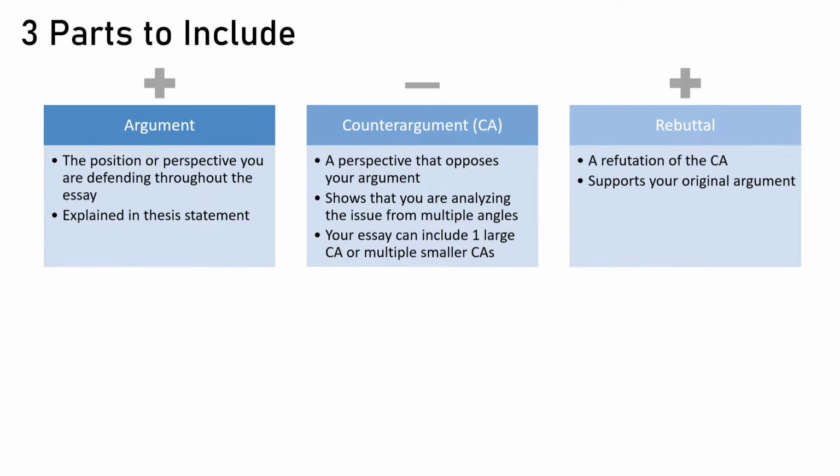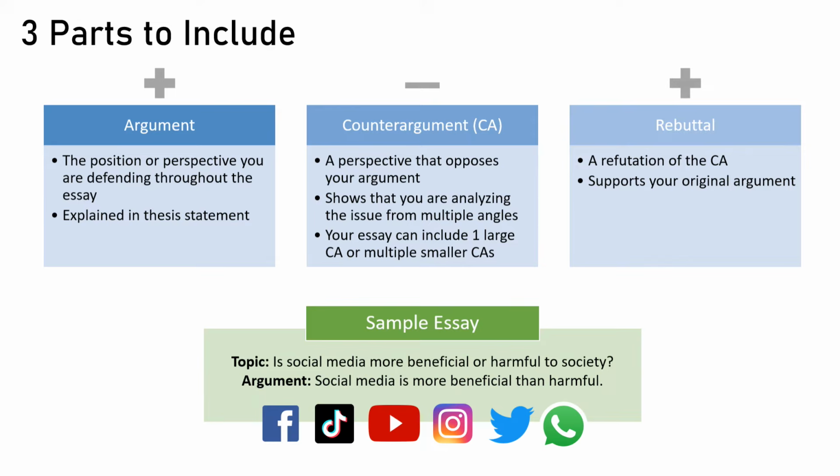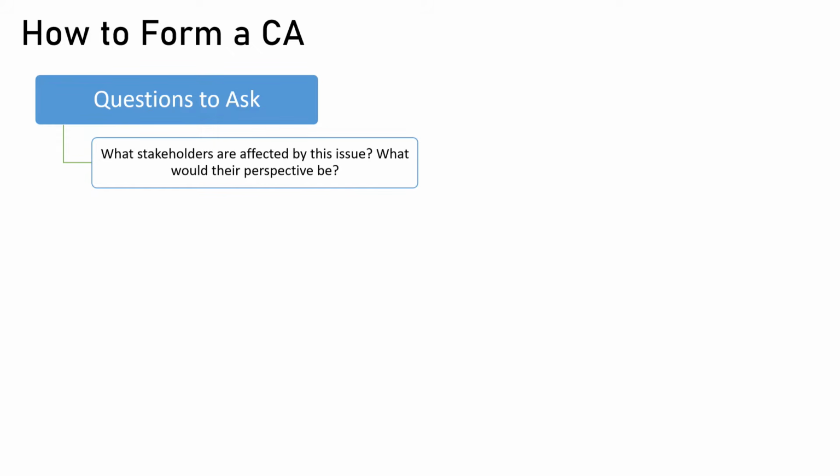To learn how to construct these three elements, let's use a sample essay topic, which asks, is social media more beneficial or harmful to society? Our argument is that social media is more beneficial than harmful. To form our counterargument, we're going to ask ourselves a couple of questions. The first is, what stakeholders are affected by this issue? What would their perspective be?